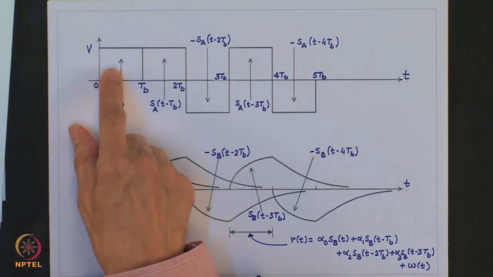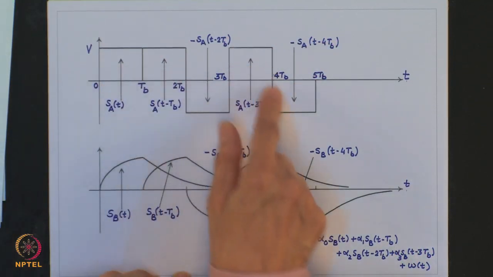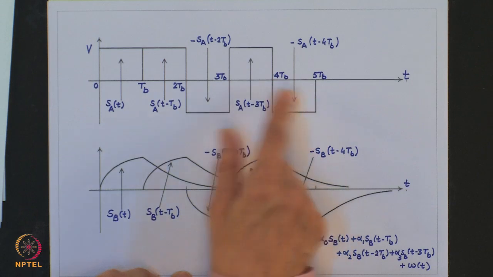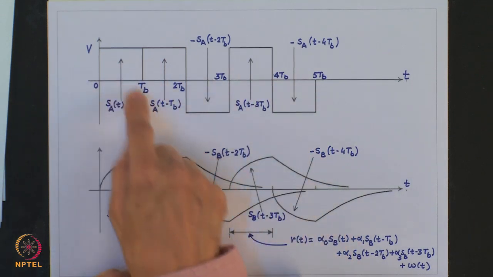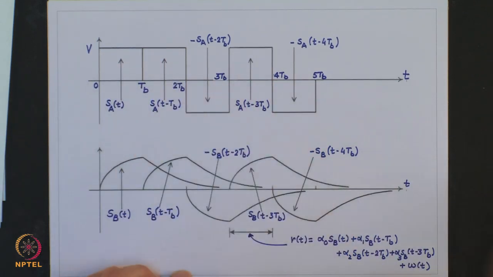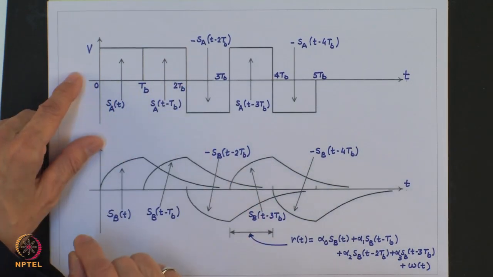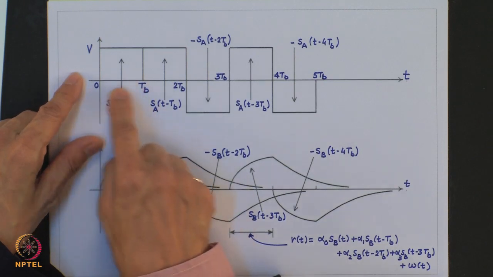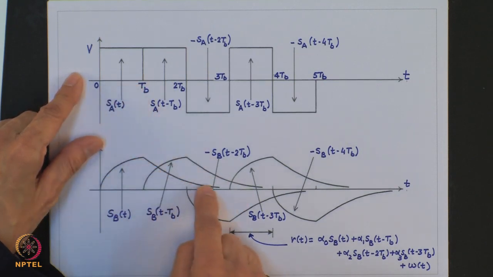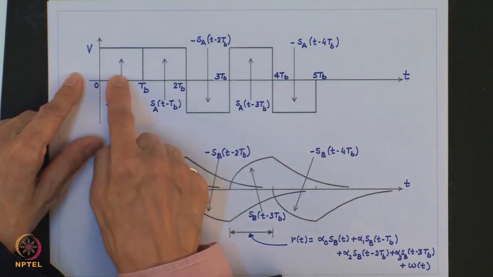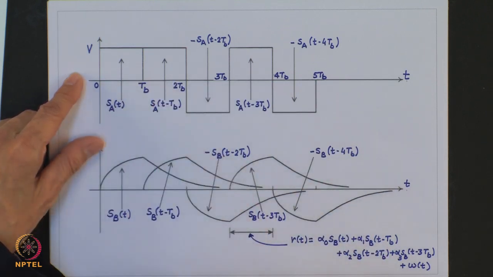So, here I have shown 5 pulses, and these are the pulses which are input to the communication channel, and these are the outputs which I get from this communication channel corresponding to each of the pulses.